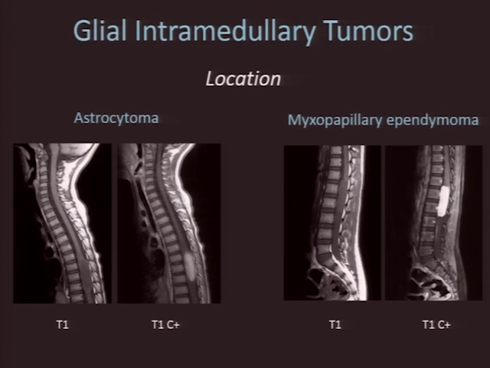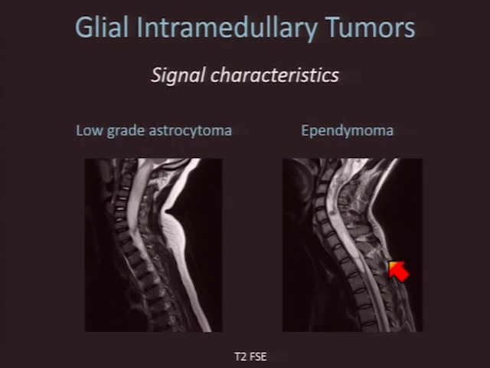characteristics. So here's an example of a tumor that's occurring in the thoracic region, and one that's occurring in the region of the filum terminale. Their signal characteristics are exactly the same. They both enhance, but just by virtue of the location of this mass here, it's a myxopapillary ependymoma.